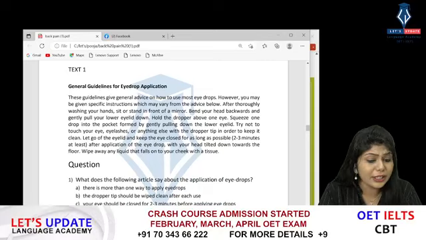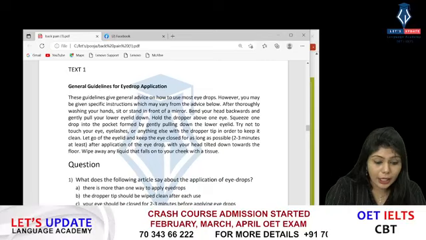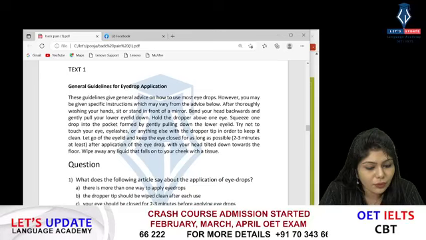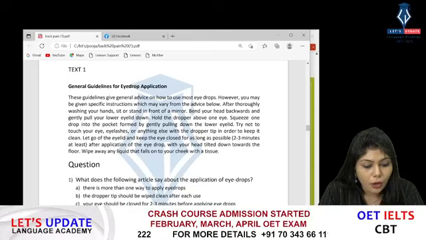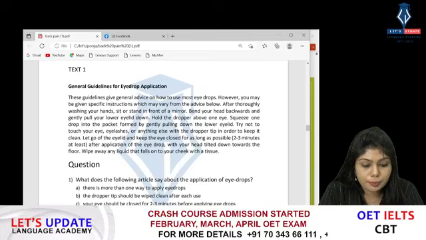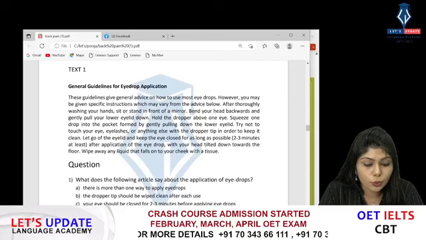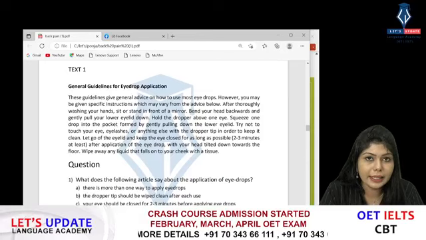So that was what the extract was about. Now coming to the options. Option A is there is more than one way to apply eye drops. Option B is the dropper tip should be wiped clean after each use. And option C is your eye should be closed for 2 to 3 minutes before applying eye drops. So what do you think is the answer?